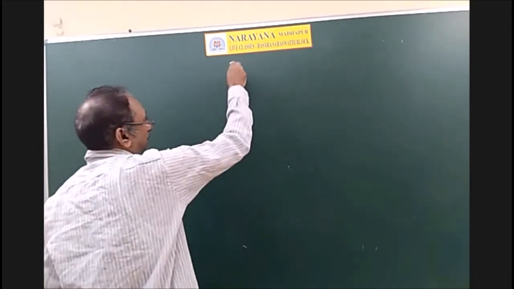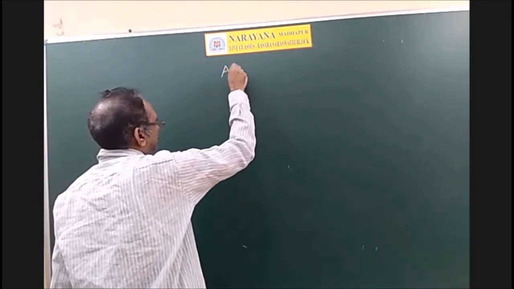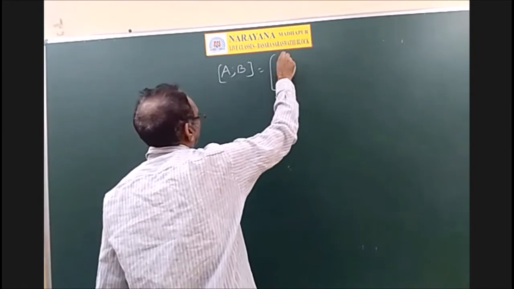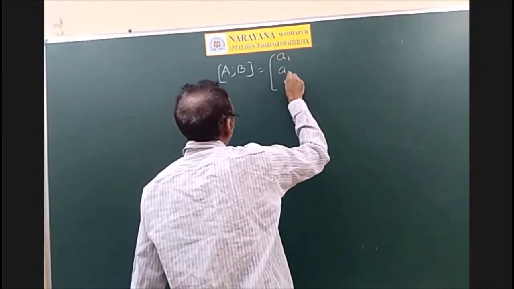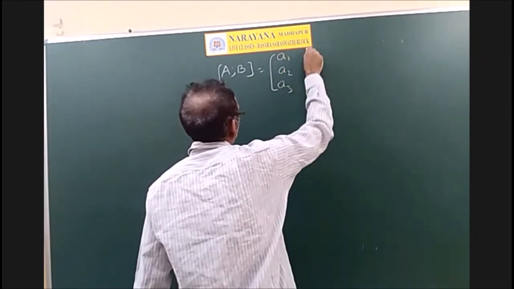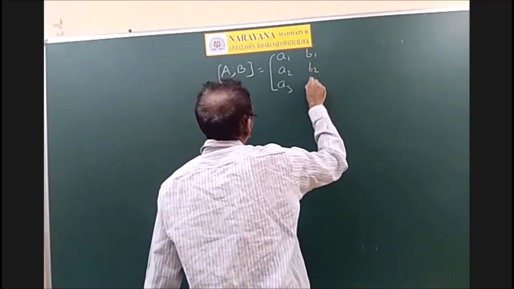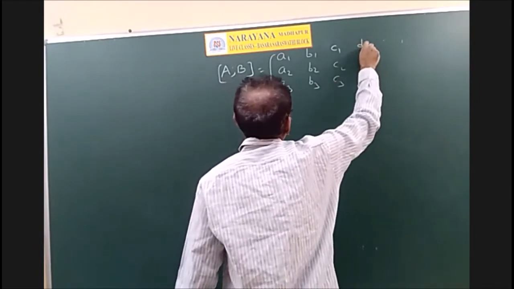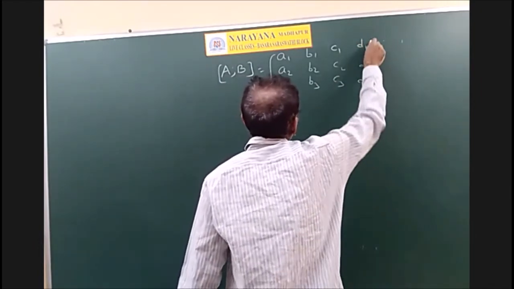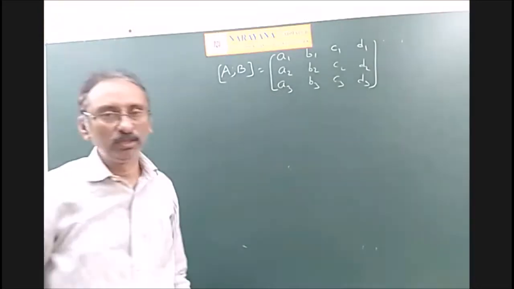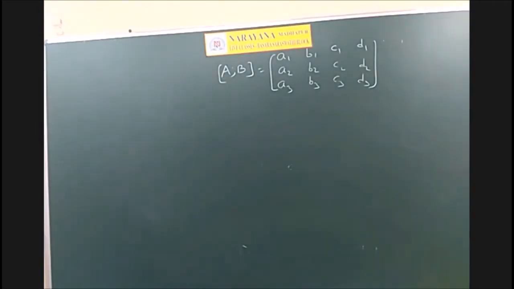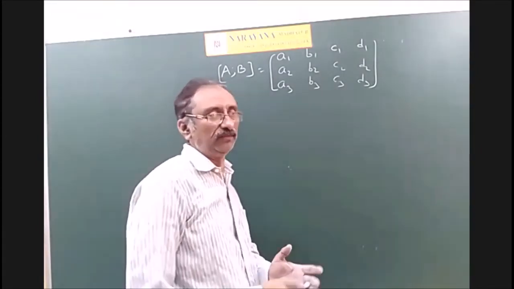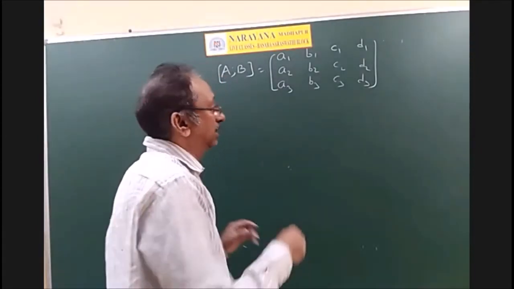Right. So once again, I am writing that augmented matrix. A1, A2, A3, B1, B2, B3, C1, C2, C3, D1, D2, D3. So, using this, we'll find the rank of the augmented matrix. By reducing this to echelon form, I will find the rank of the augmented matrix.